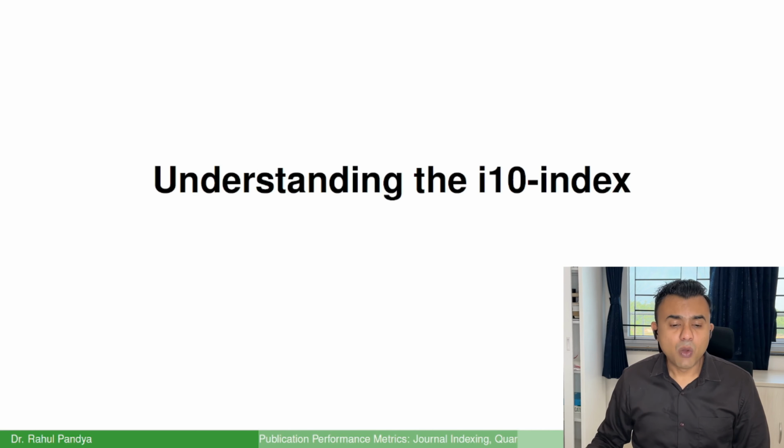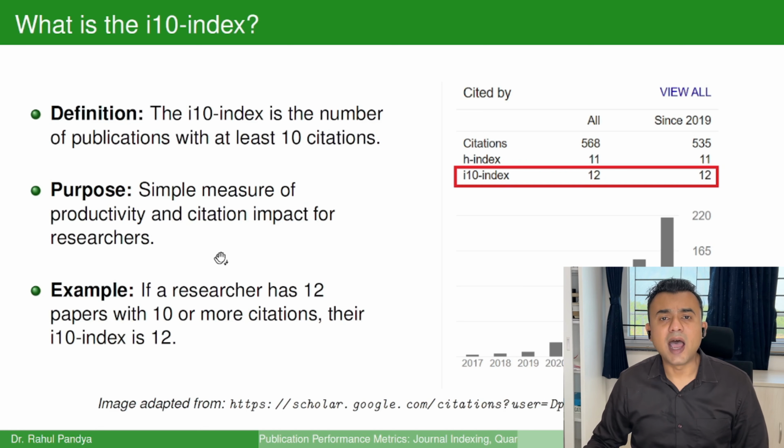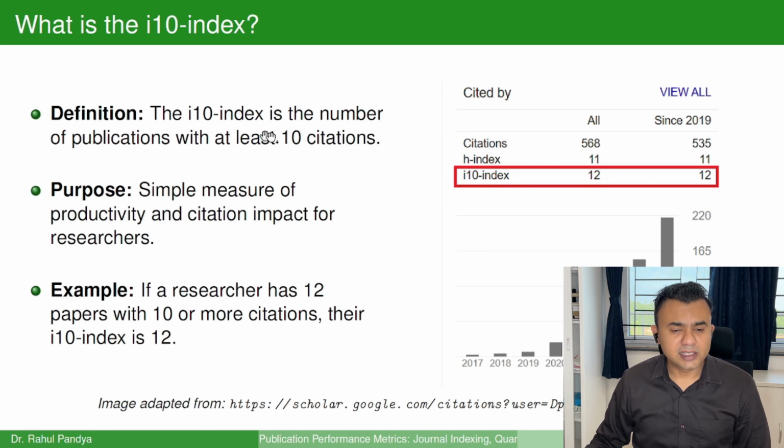In this section, we will discuss the performance metric called i10-Index. The basic definition of i10-Index is the number of publications with at least 10 citations.